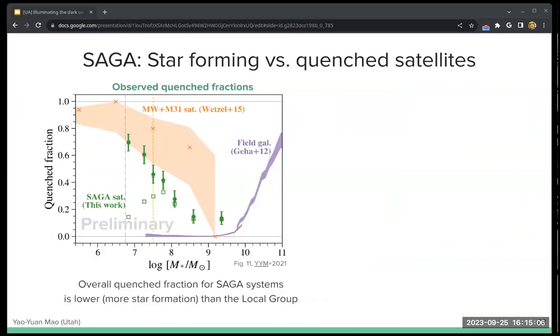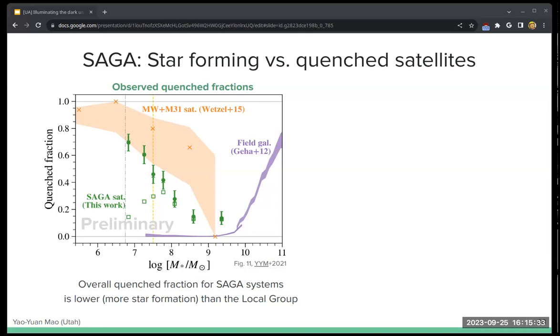So it turns out, if we just look at the satellite number, it's not the full picture. You also need to look at some of the properties of the satellites. One thing you can look into is whether the satellite is star forming or quiescent, or quenched. So here I'm showing you the quenched fraction from the SAGA sample as a function of stellar mass. This is just saying that at about 10 to the 9, about 15% of the SAGA satellites are quenched.